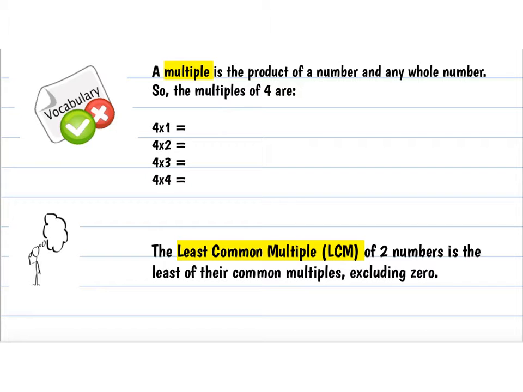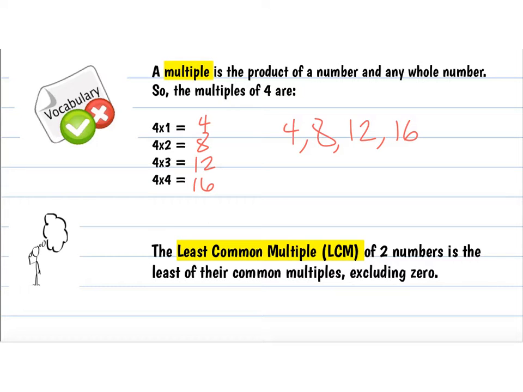A multiple is the product of a number and any whole number. So it's when we are multiplying the number. For 4, the multiples of 4: 4 times 1 is 4, 4 times 2 is 8, 4 times 3 is 12, 4 times 4 is 16. So the multiples would be 4, 8, 12, 16. It's like we're skip counting by that number. If we were looking at the multiples of 10, it would be 10, 20, 30, 40. So it's multiplying them together.